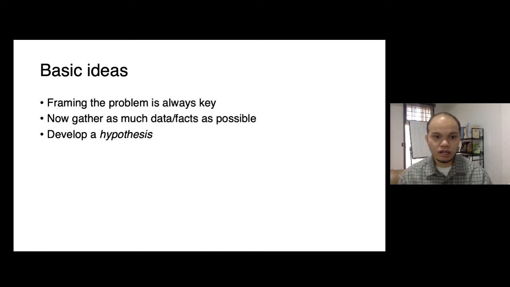So the basic idea, well, we know framing the problem is key, is important, and we've talked about that in the previous session. At this stage, we gather as much data and facts as possible now. And the key thing here is that towards the end of the previous lecture about framing the problem, we talked about coming up with the hypothesis.